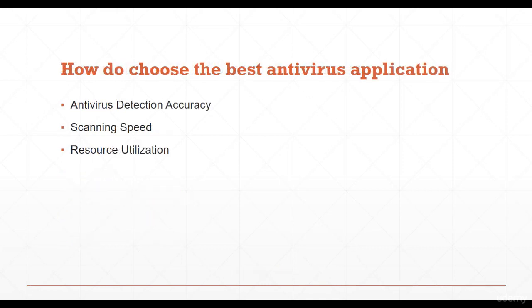So how do we choose the best antivirus application? There are three different things to consider. The first one is the antivirus detection accuracy. We have to see how accurately the antivirus is able to detect and also quarantine the virus. The next is the scanning speed: at what rate the scanning of the whole system or a particular directory or file takes place. And next is the resource utilization, wherein it comes in handy if it consumes very little memory, so that all the other applications are easily able to access the memory as well.